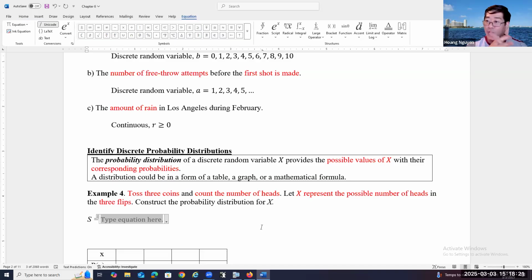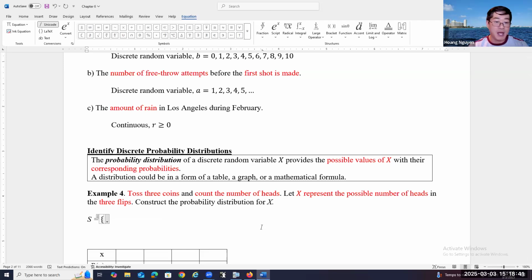When you toss a coin 3 times, there are 8 possible outcomes. The first toss has 2, the second has 2, the third has 2. We multiply those numbers together: 2 times 2 times 2 gives us 8 possible outcomes. Now I'm going to list the 8 possible outcomes.